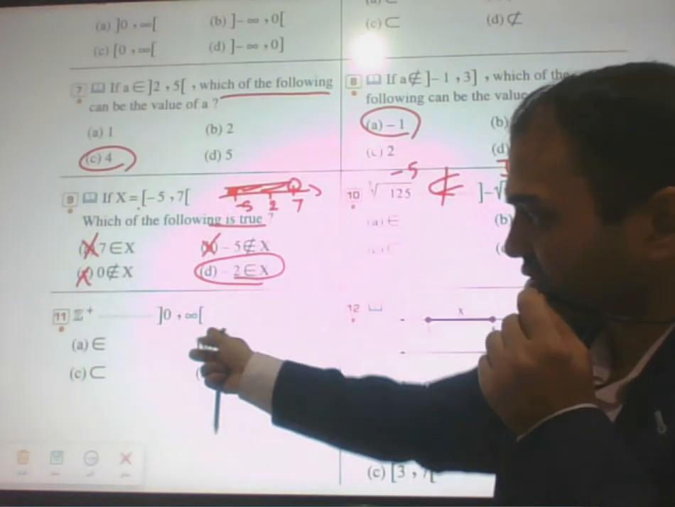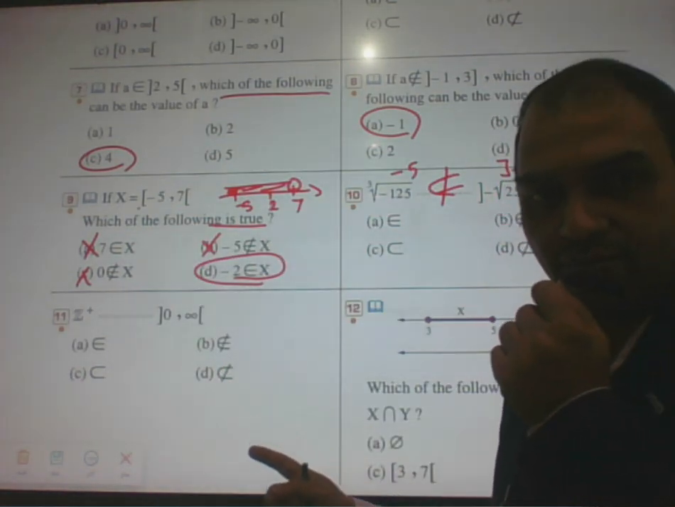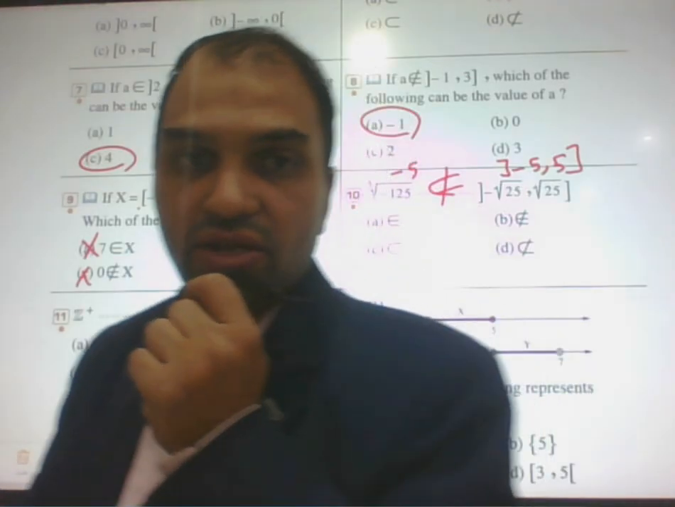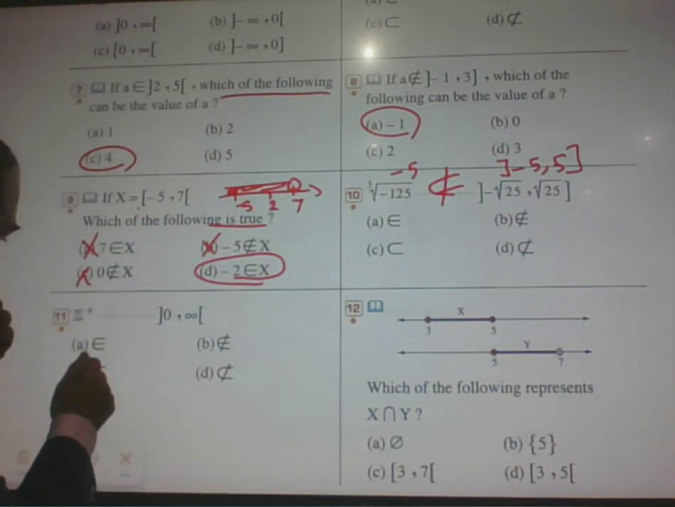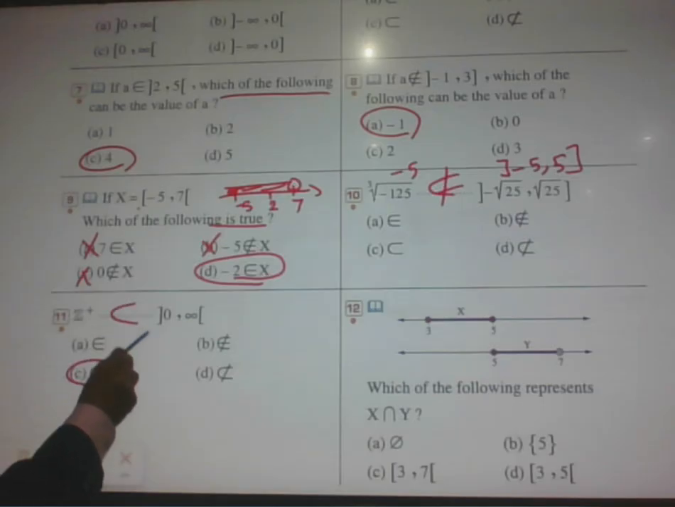Can you see in this interval from 1 to infinity? Yes. From 0 opened to infinity, we have 1, 2, 3, 4 to infinity. So in this example, it will be subset. The answer here will be subset.